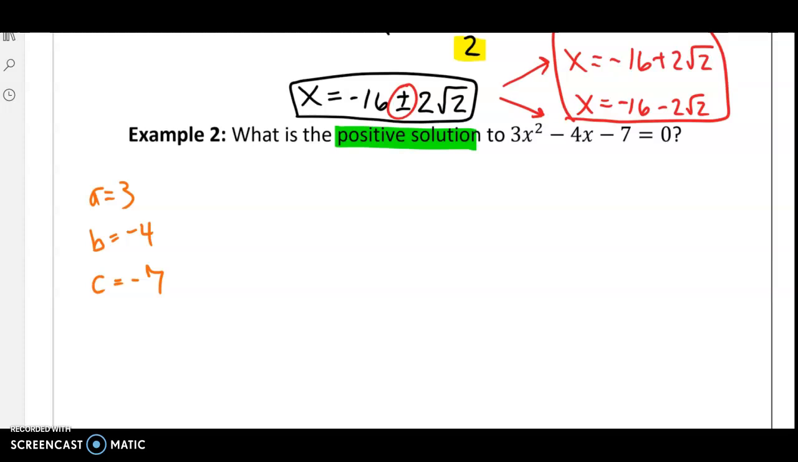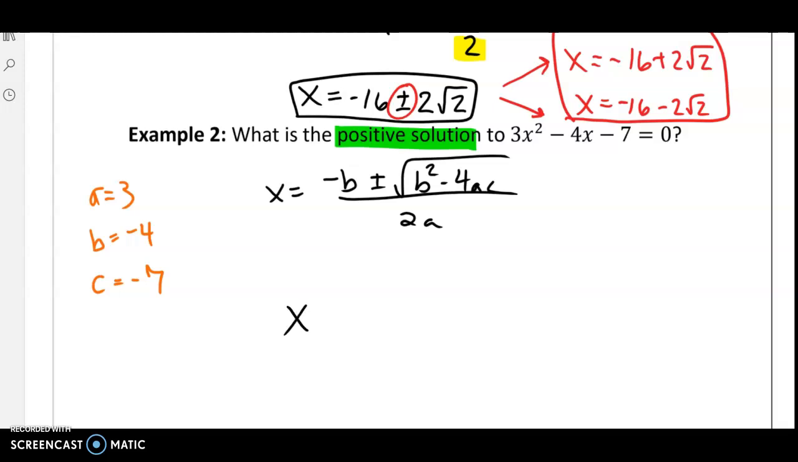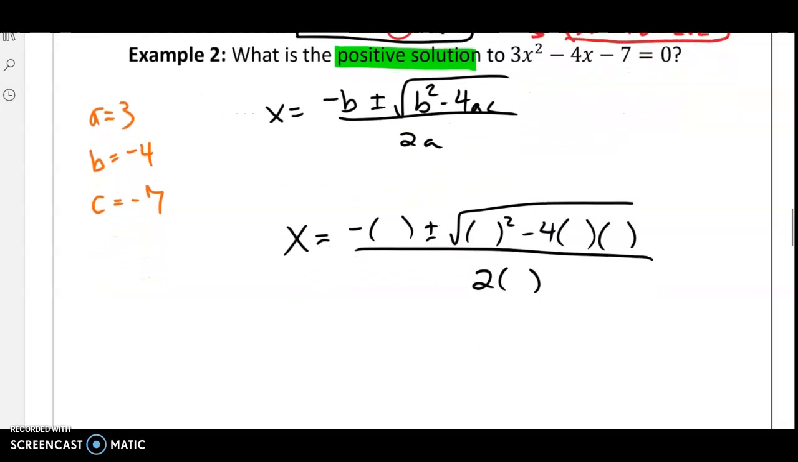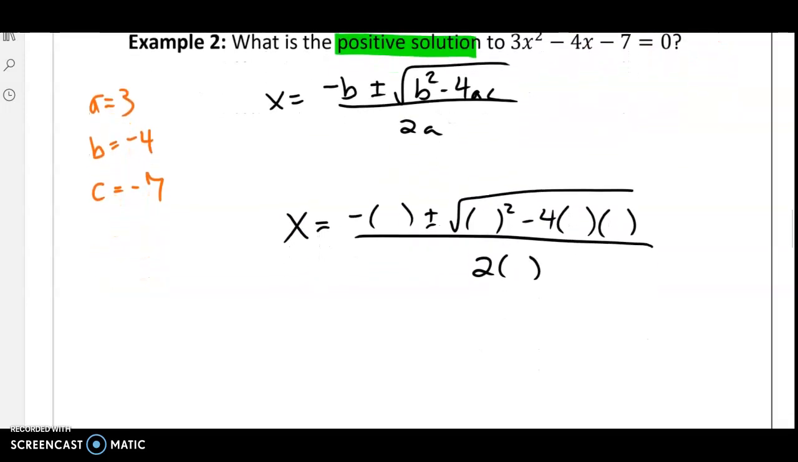So now that we have A, B, and C, let's write our formula. I'm going to rewrite it. You don't have to rewrite it. I just want to make sure that we can see it while I'm working through it. Remember, the first thing you do is you write the formula with parentheses. Anywhere there's an A, a B, or a C, put parentheses. There it is. So in this particular problem, let's plug in our A's, B's, and C's.